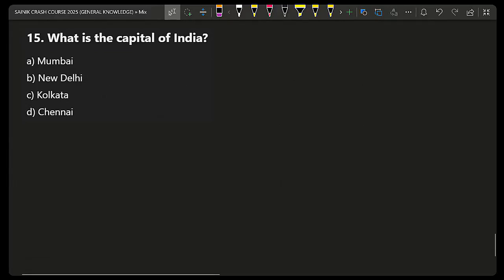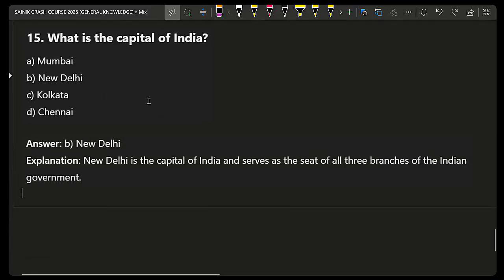So, time over. All the students who are participating in the poll gave the correct answer. That is option B, New Delhi. New Delhi is the capital of India, but it is polluted a lot these days. New Delhi serves as the seat of all three branches of the Indian government. Next.